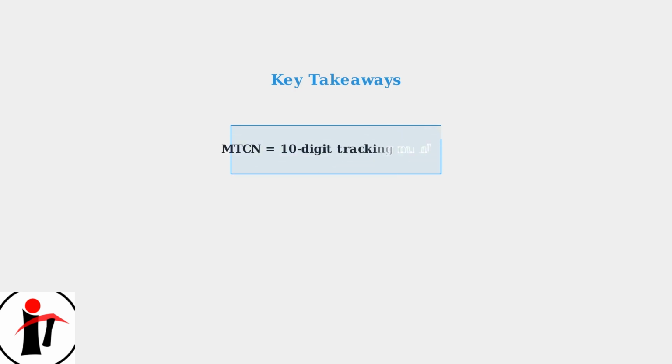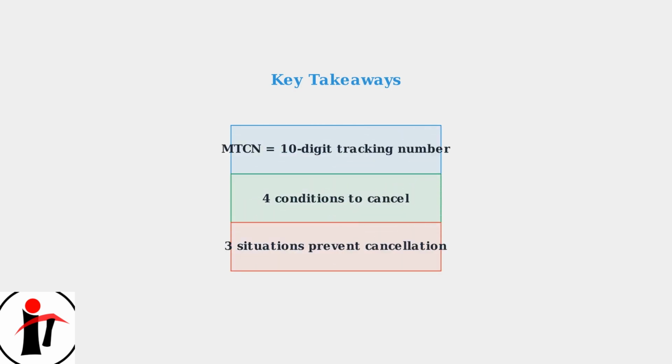Understanding these basic concepts about Western Union transfers and MTCNs is essential before attempting any cancellation. The MTCN serves as your key identifier, and knowing the eligibility requirements helps determine if cancellation is possible.